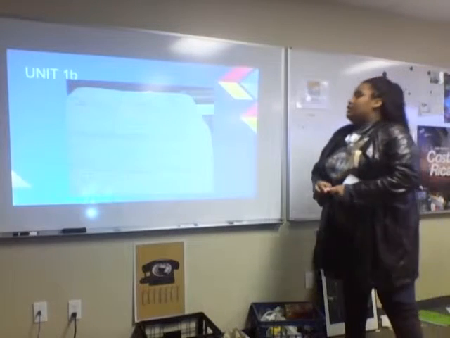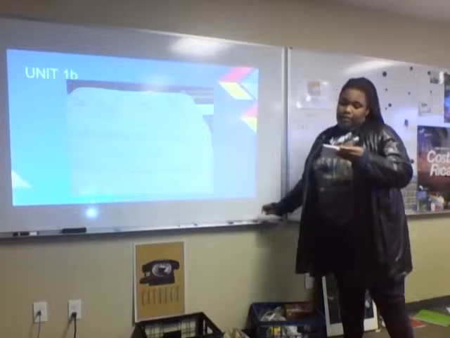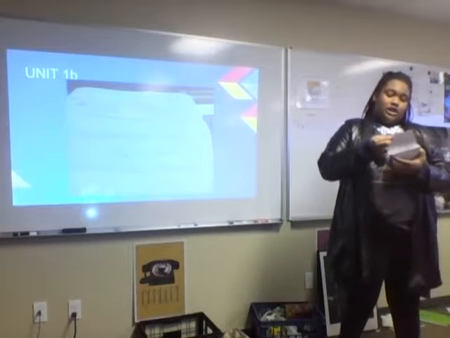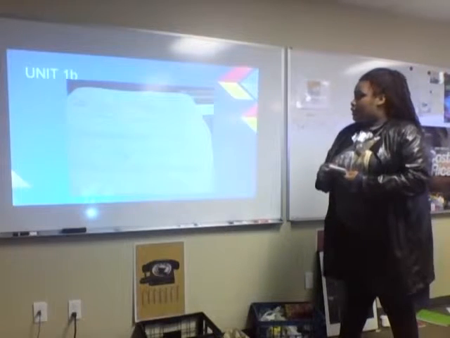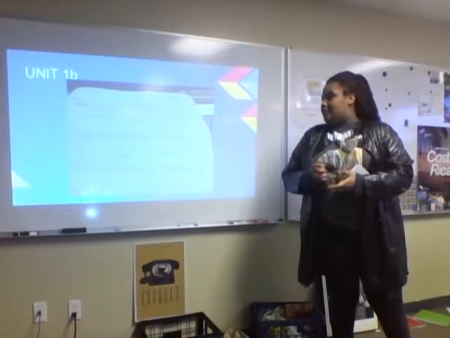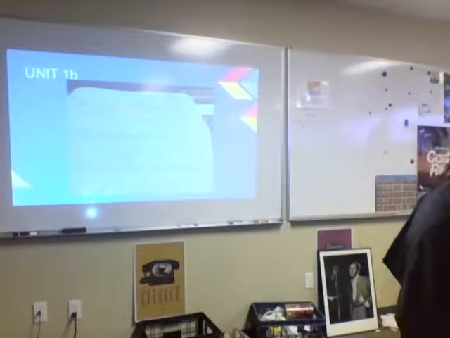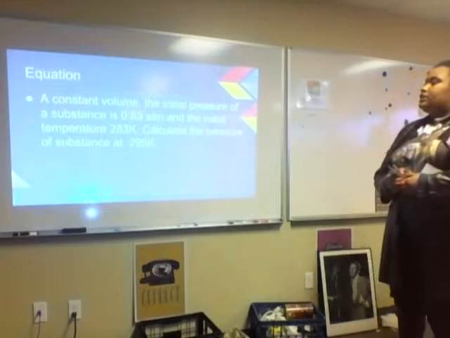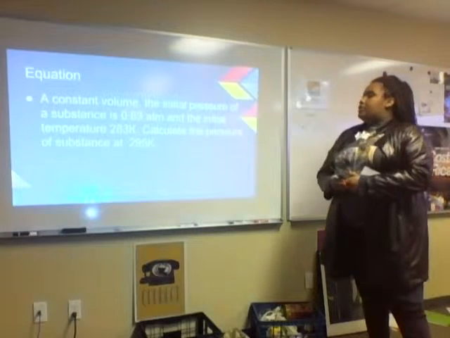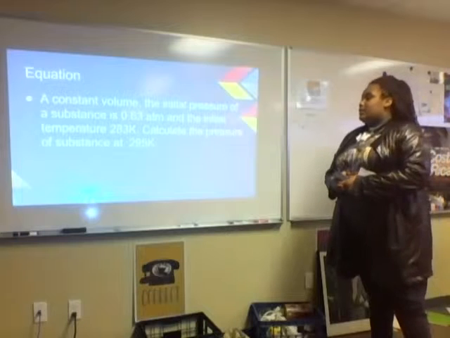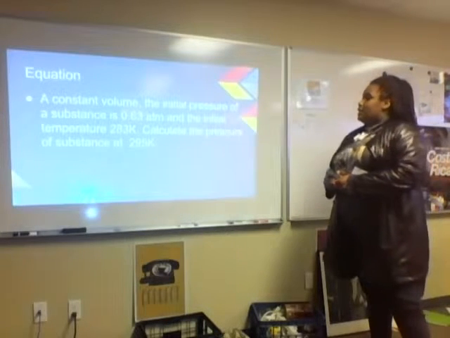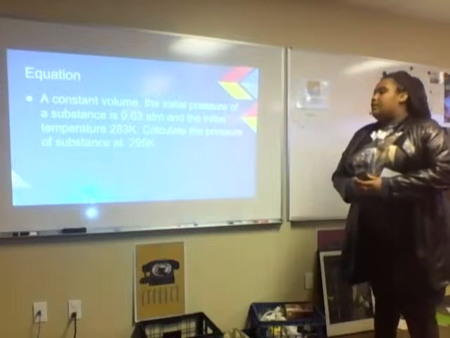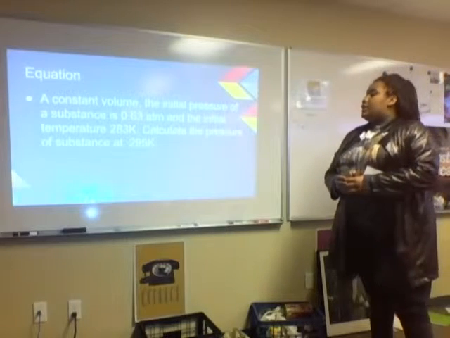Okay, Unit 1B is the combined gas law. The combined gas law is used when pressure, volume, and temperature change. I would like to do an equation. My equation: at constant volume, the initial pressure of a substance is 0.63 atmospheres, and the initial temperature is 283 Kelvin. Calculate the pressure of the substance at 295 Kelvin.